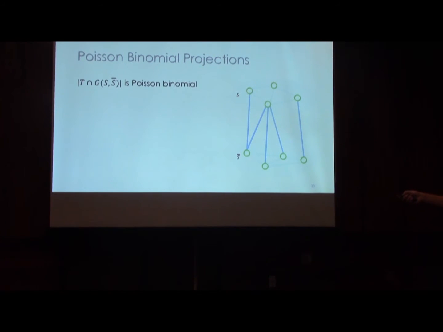I've already briefly talked about this. Any univariate projection of a strongly Rayleigh measure is going to be a Poisson binomial. By that I mean if you project it and you just count, so you're counting the intersection of your strongly Rayleigh measure with a subset, that count is going to be distributed according to a Poisson binomial, a sum of Bernoulli variables.